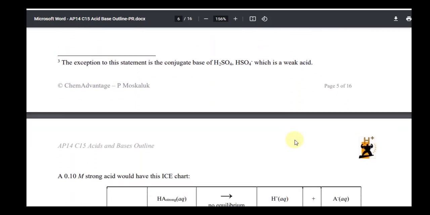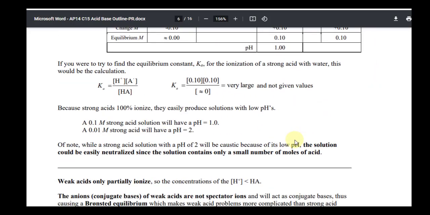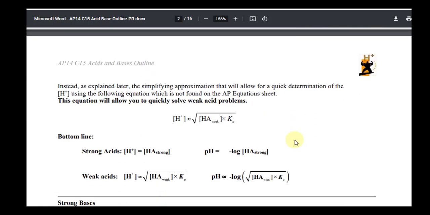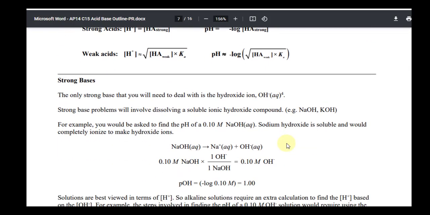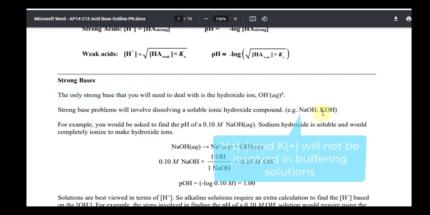Well, what are the strong bases that we don't have to worry about? Fortunately for us, the strong base that we'll have to deal with in AP is the hydroxide. There are some other strong bases, the NH2 minus and a few other exotics, but we're not going to have to deal with those. And that hydroxide ion will be matched with one of our soluble alkali metals, sodium and potassium. You don't have to worry about sodium or potassium, so you can just cross them off.